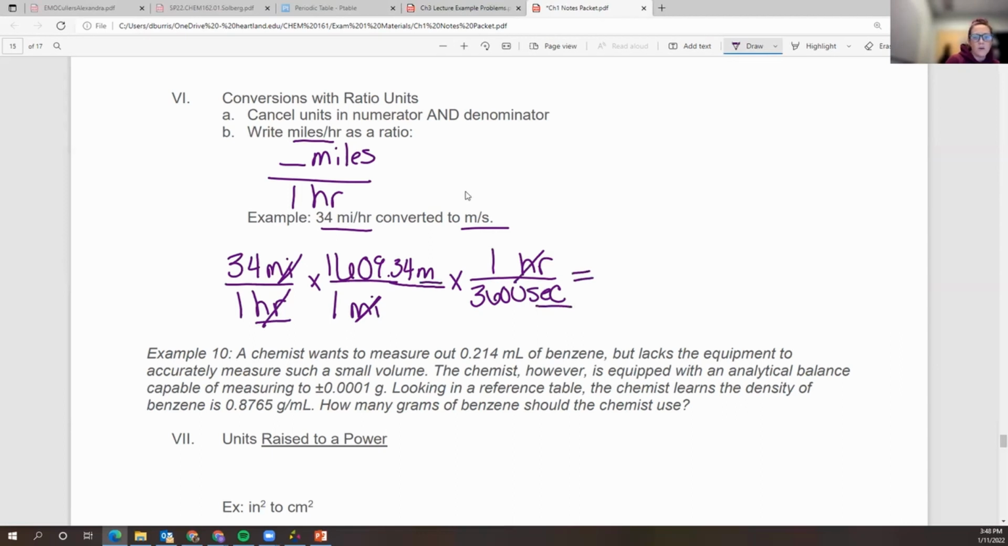Okay, you can do this in any order. It doesn't matter because it's all multiplication and division. So now I'm going to do 34 times 1609.34 divided by 3,600. And I get that this is 15 meters per second.